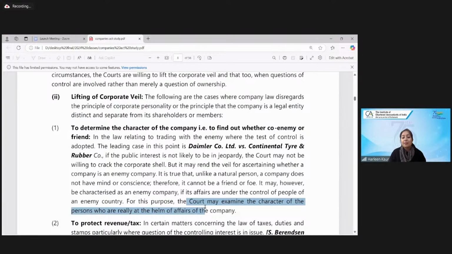It says the court may examine the character of the persons who are really at the helm of affairs of the company, means who are actually managing the affairs of the company. That needs to be seen. So unlike a natural person, a company does not have its own mind. It cannot be a friend or enemy. So how do we decide the enemy company? It is decided by the control of the people who have it in their hands. So if we are having an enemy relationship with different countries, then both countries cannot have a trading relationship with each other. Everyone is clear about Daimler Company Limited versus Continental Tire and Rubber?